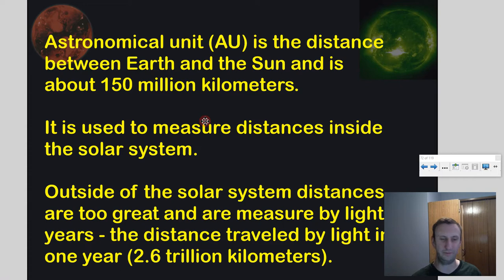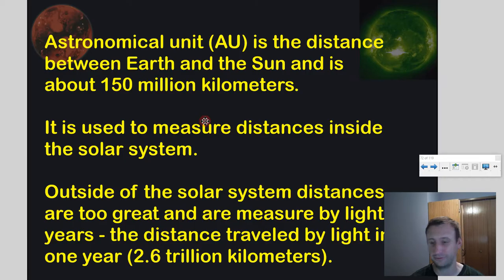just way too big to use AUs. So instead, we use light years. And what a light year is, it's how far light would travel within a year. So light has a speed. Light travels at 300,000 kilometers per second. So you can think about it as if you traveled at 300,000 kilometers each second for a year, that's a light year. So that equals about 2.6 trillion kilometers.